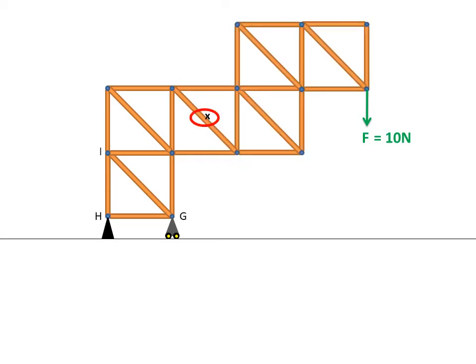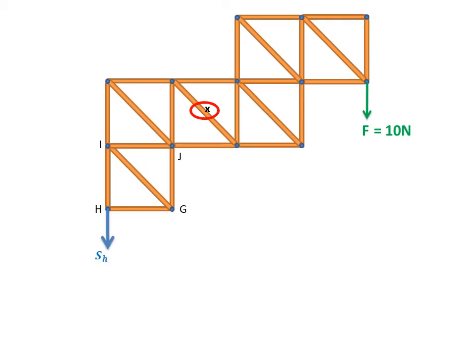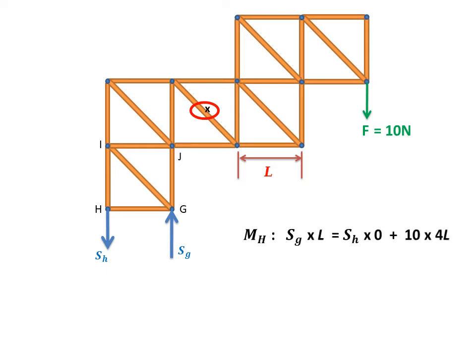However, we can also start from supports of the truss by considering equilibrium condition of the whole structure and taking moment about H. The moment about H is the sum of all forces times their corresponding perpendicular distance from that force to the point H. Assume the length of each square is L. The moment about H has to be 0. That means Sg times L equal to Sh times 0 plus 10 times 4L. We will get Sg is 40 Newton. As the net vertical force has to be 0 too, Sh will be 30 Newton.